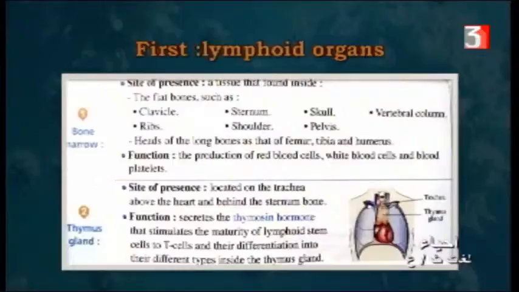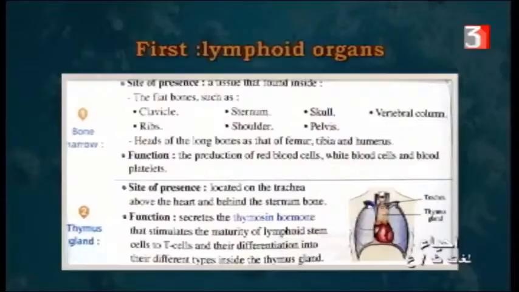What is the function of this bone marrow? The function of bone marrow: production of red blood cells and white blood cells, also blood platelets. Okay, the function is production of red blood cells, white blood cells, and the platelets.